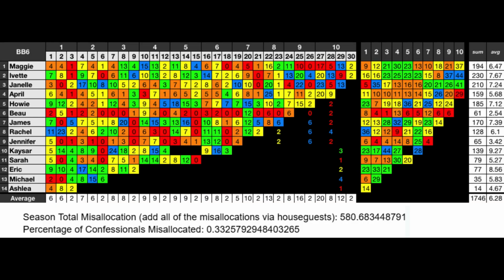So I added all the misallocations of the season to create a season total misallocation number, and this one is very large, where it is 580.68. None of the other prior seasons had numbers that were this large, and this caused the percentage of confessionals misallocated to be 0.33, meaning a third of the diary rooms in this season were misallocated poorly.